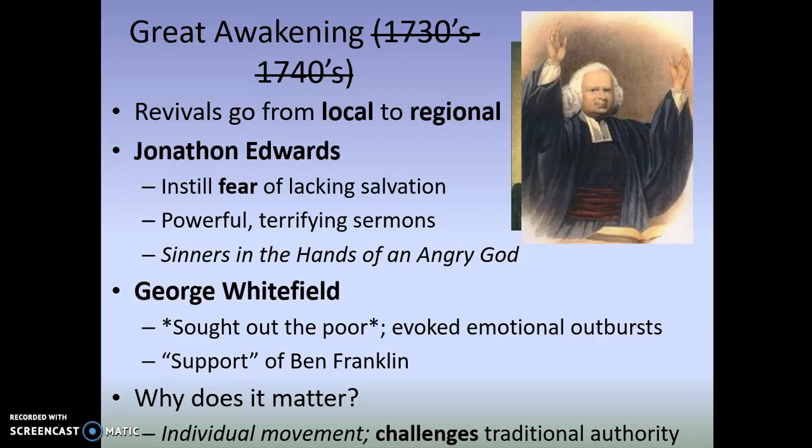And this movement also challenged traditional authority. In this case, perhaps traditional religious authorities. So this movement of challenging traditional religious authorities is going to transfer over to challenging other systems of politics, systems of governments, which does lead indirectly to the American Revolution.